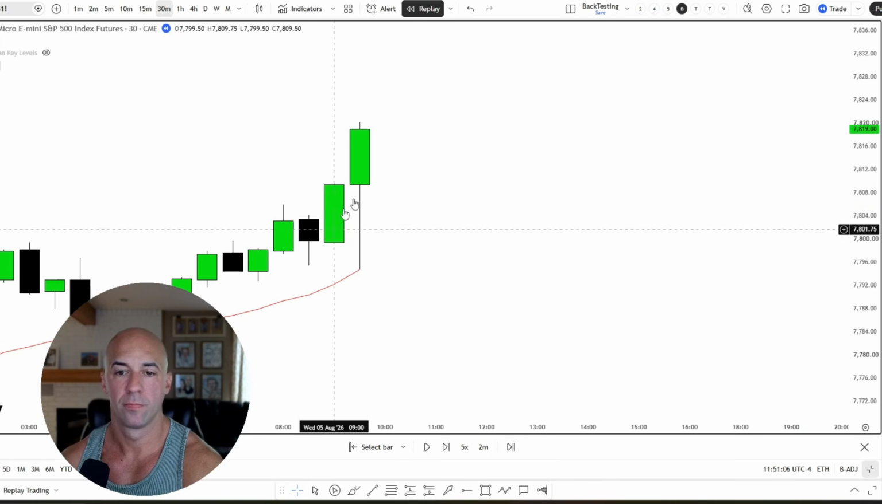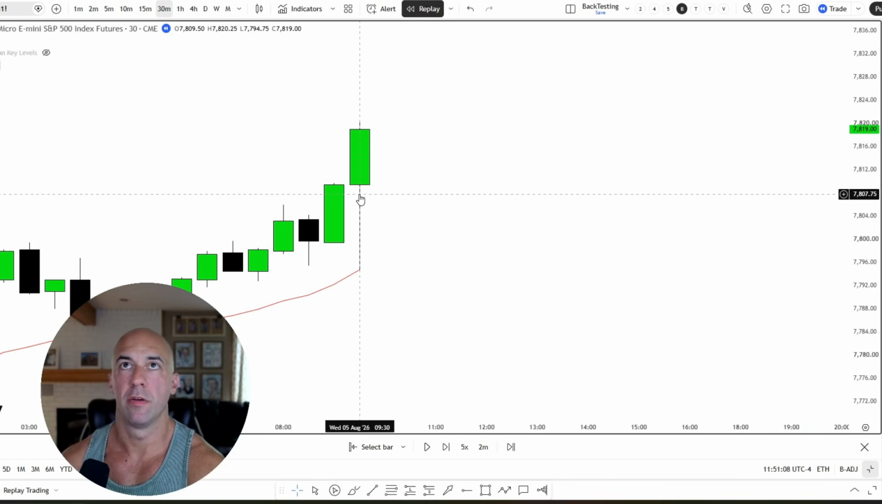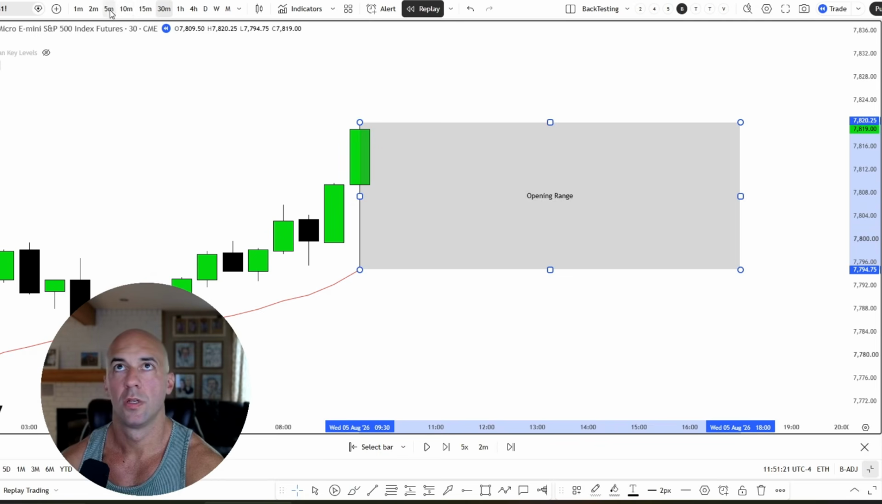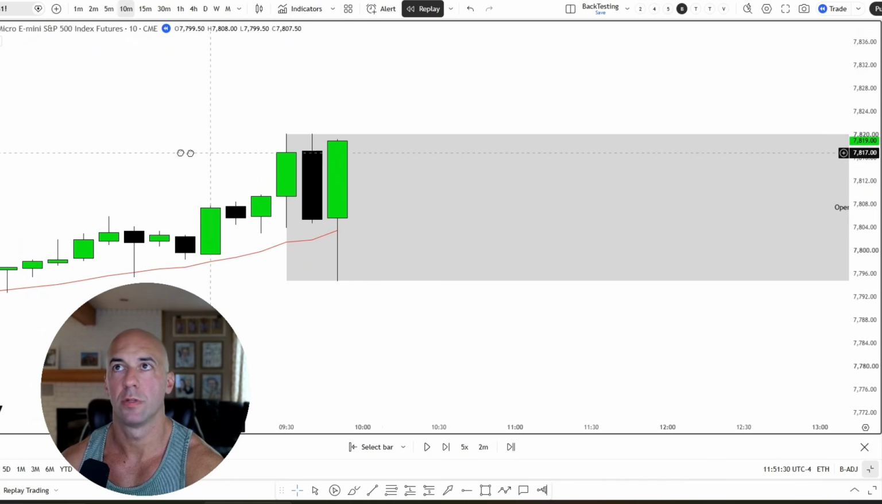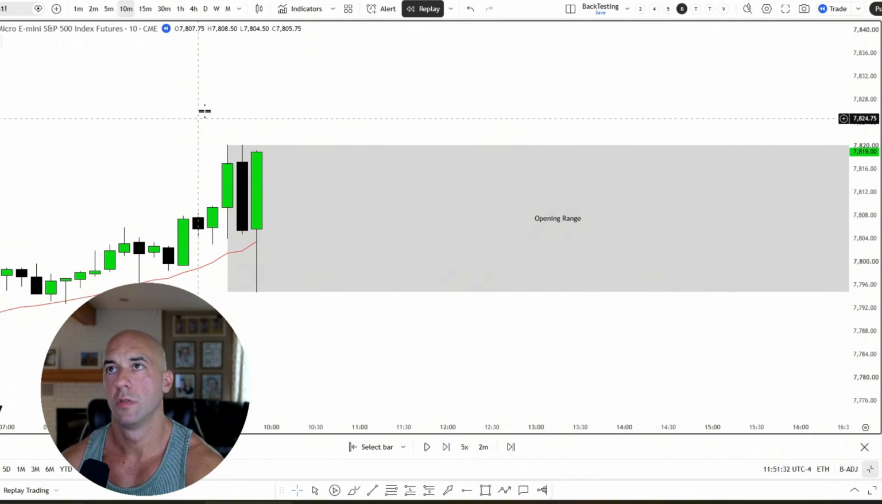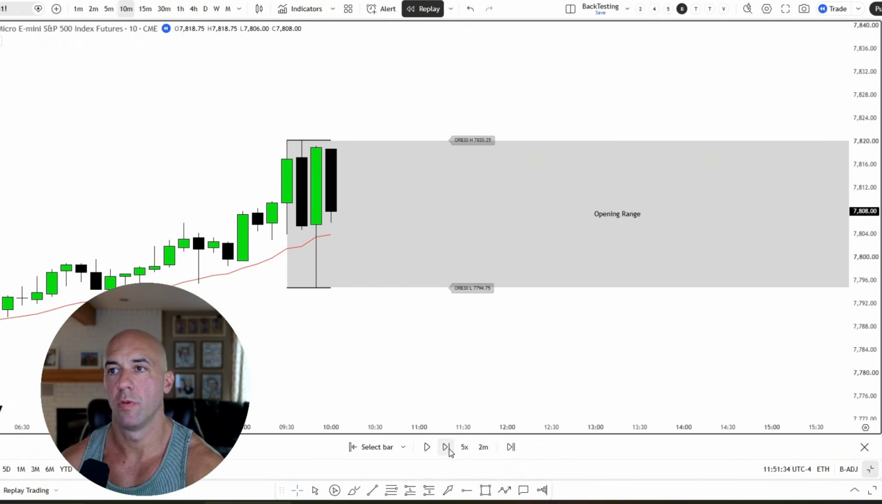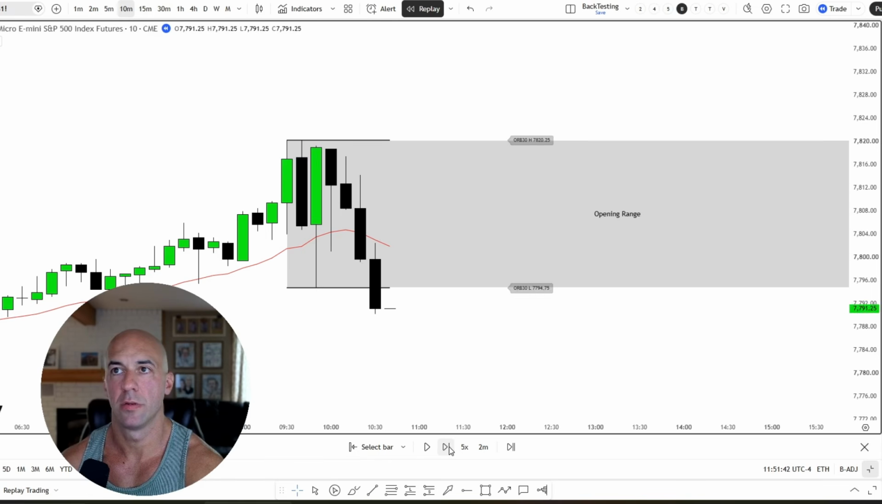Let's look at another day. Here we are on Wednesday, August 5th. This is your first 30-minute candle. Mark the opening range. Drop to the 10-minute time frame. And we can also just use the Vulcan key levels, right? Again, this indicator can be in the description box for you below. You're on the 10-minute time frame. Wait for a 10-minute candle to close outside of this range. There you go. 10-minute candles close outside of it.